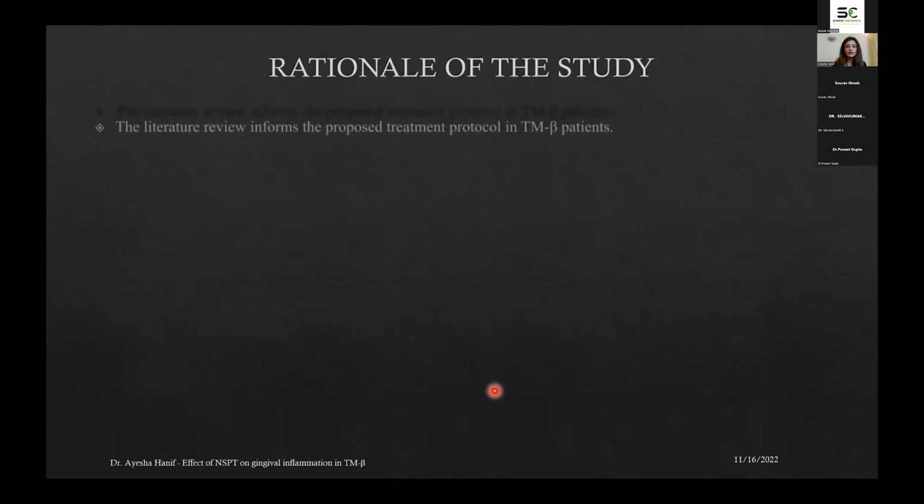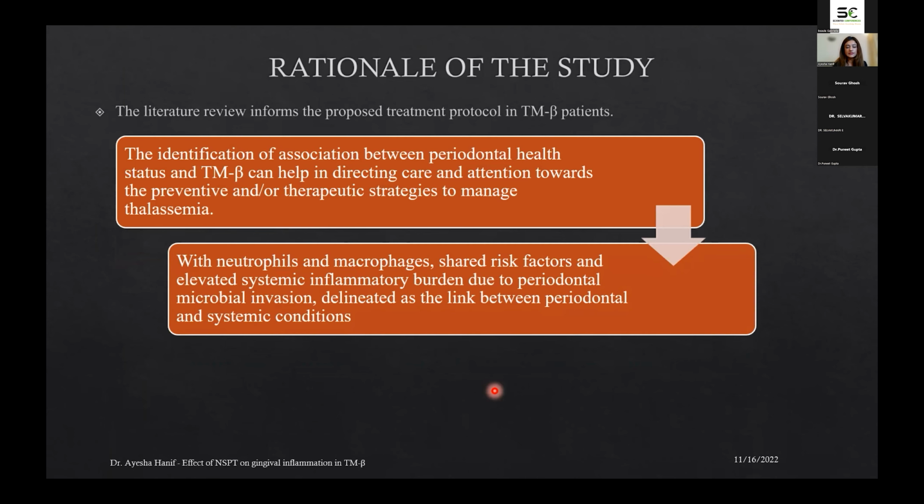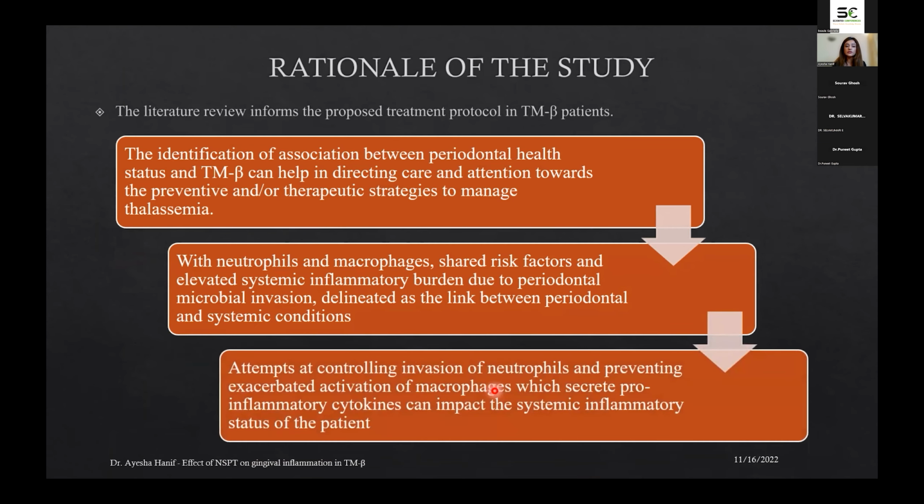If we have identified the association between periodontal health status and TM beta, we can help in directing care and attention towards the preventive and therapeutic strategies to manage thalassemia with neutrophils and macrophages, shared risk factors, and elevated systemic inflammatory burden due to periodontal microbial invasion, which is delineated as the link between periodontal and systemic conditions. We are attempting at controlling the invasion of neutrophils and preventing exacerbated activation of macrophages, which secrete pro-inflammatory cytokines and can impact the systemic inflammatory status of the patient.